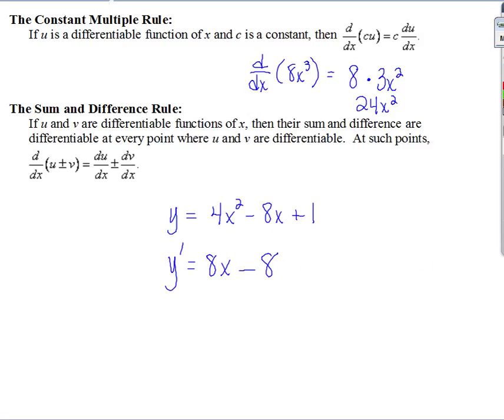And then we have the constant multiple rule. I already showed you that. And the sum and difference rule. This just says if we have a bunch of terms added together or subtracted, we can still use that power rule every time.